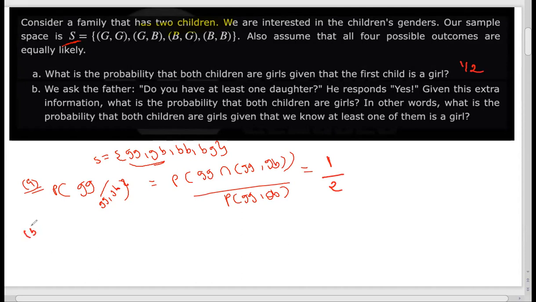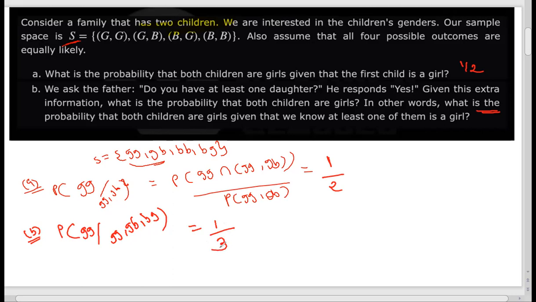Let's go for the second one. We asked the father, do you have at least one daughter? He responded, yes. Given this extra information, what is the probability that both children are girls? Let's start from here: the probability that both children are girls, given that at least one of them is a girl. At least one of them is a girl means GG, GB, BG. Again, the same thing: the intersection, number of elements in B, gives 1 by 3. This is a very easy example.